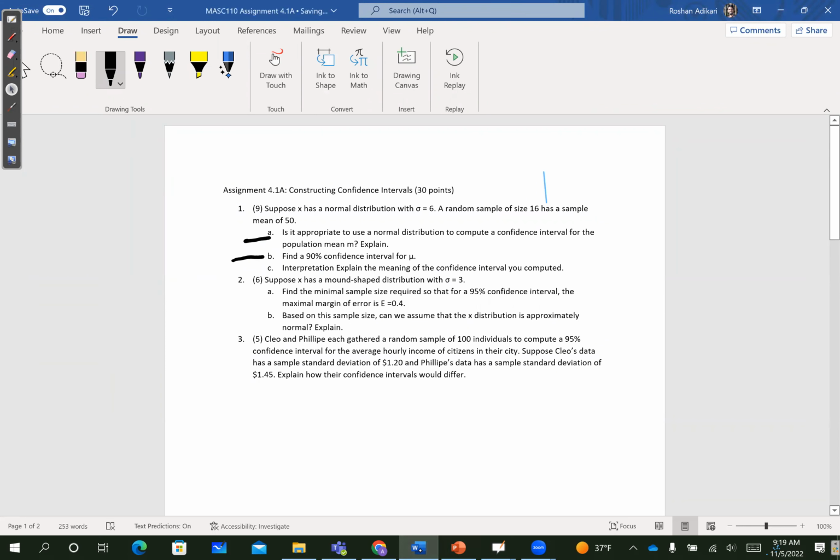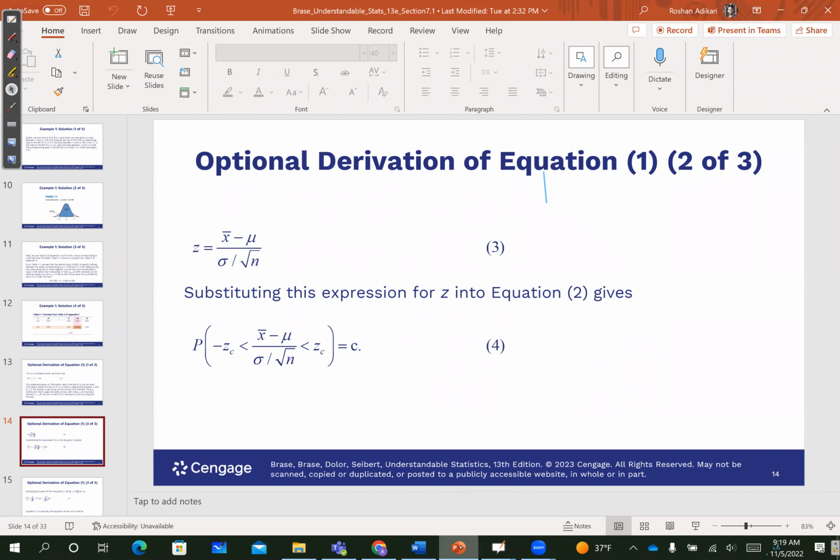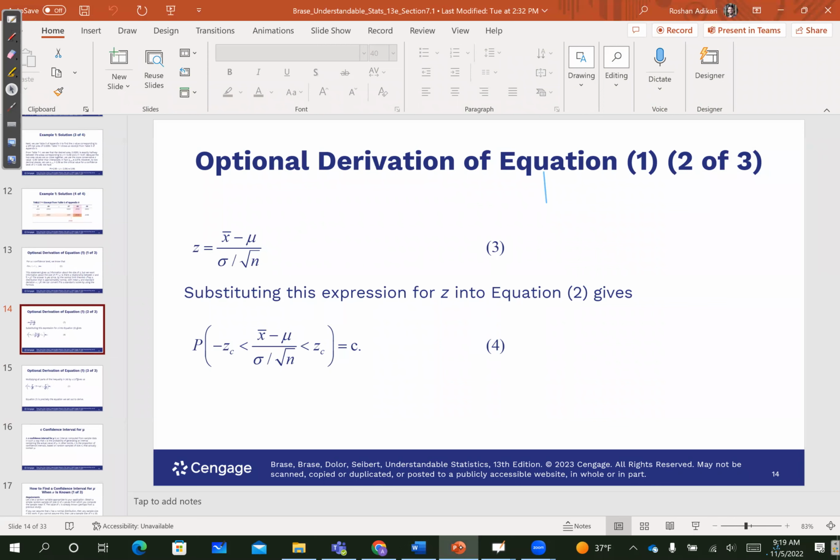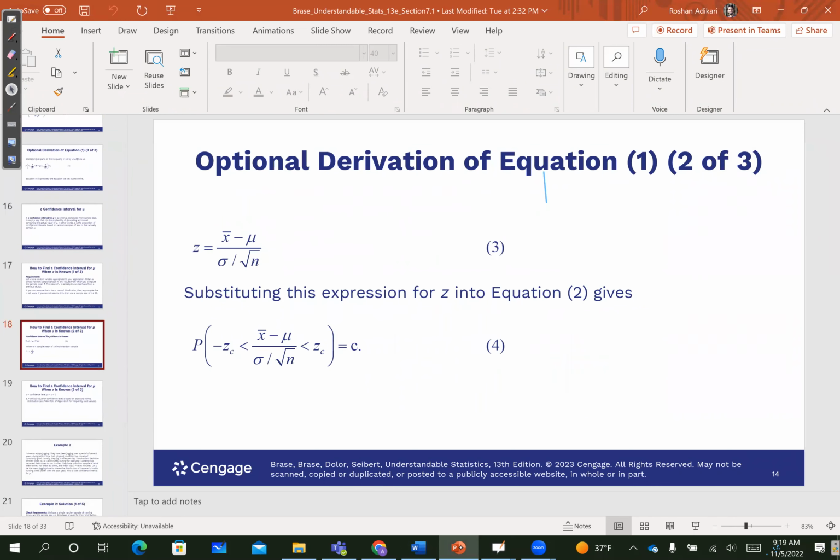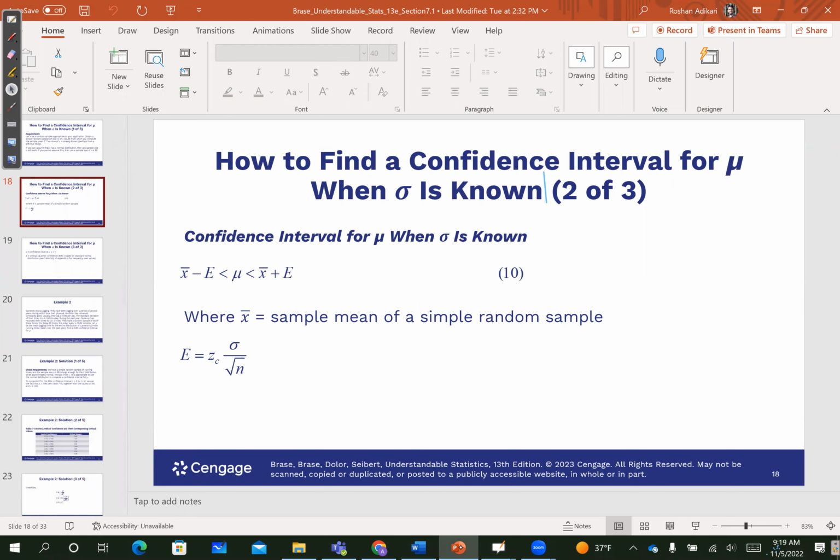You need to find, let me show you, ultimately your equation is going to be x bar minus E less than mu less than x bar plus E, where E is sigma over the square root of n times the critical value. This is exactly what you need to use.